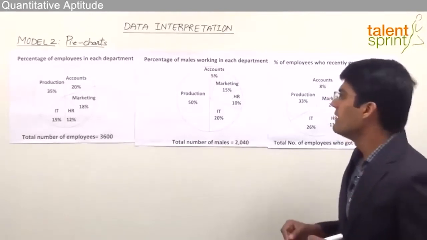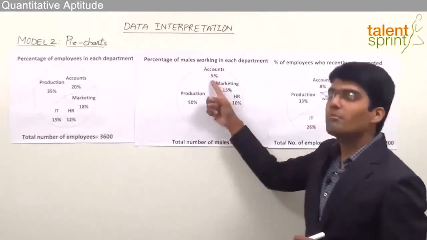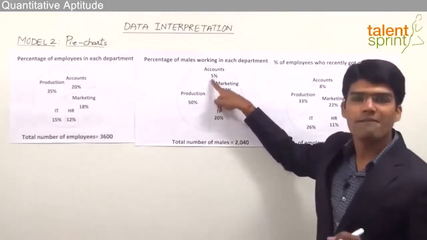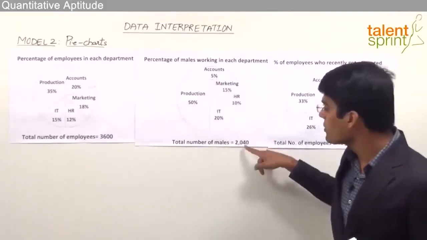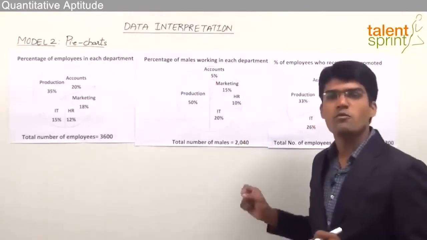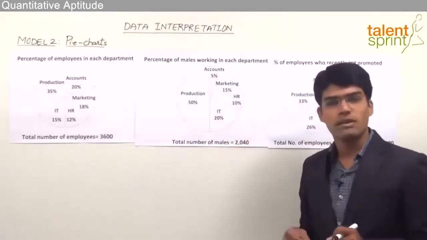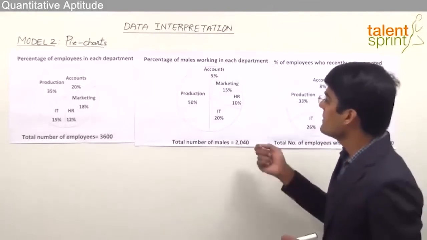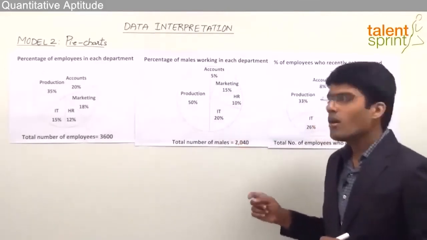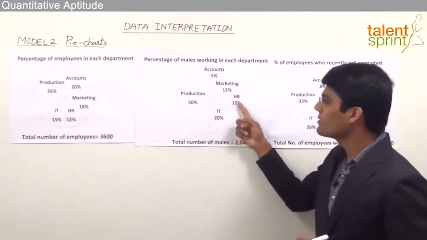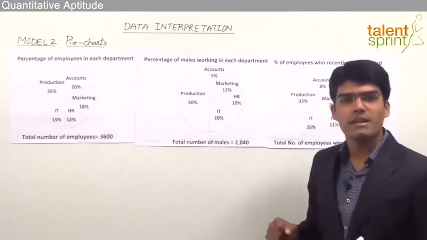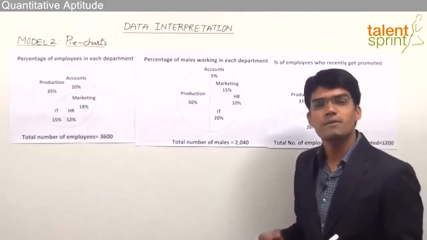For example, let's say we have to find out how many are males working in accounts department. From the pie chart, we know that accounts has got 5% of males of total 2040. So number of males in account department will be equal to 5% of 2040. Likewise, number of males in IT department will be equal to 20% of 2040. Or any other department can be taken with respect to its percentage of the given total value. So from the second pie chart, we can find out number of males from each of the departments.